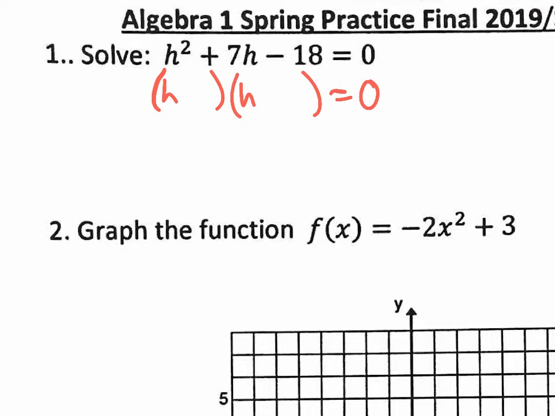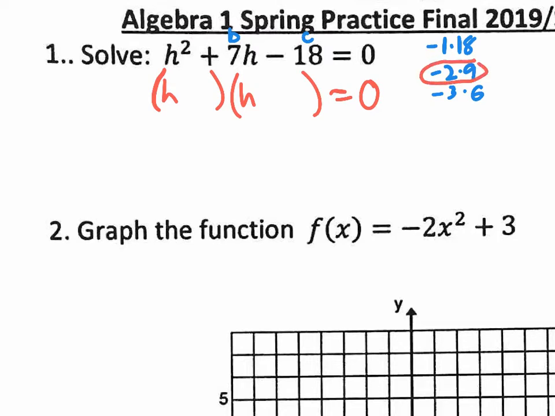All you have to do is think what times what is the c value that if you combine together is the b value. Now you might need to make a list, and of course you could use a calculator. How could you get negative 18? Negative 1 times 18, negative 2 times 9, negative 3 times 6. That's all the possible ways of getting negative 18. And which pair of numbers combines together to give you a positive 7? The negative 2 and the 9.